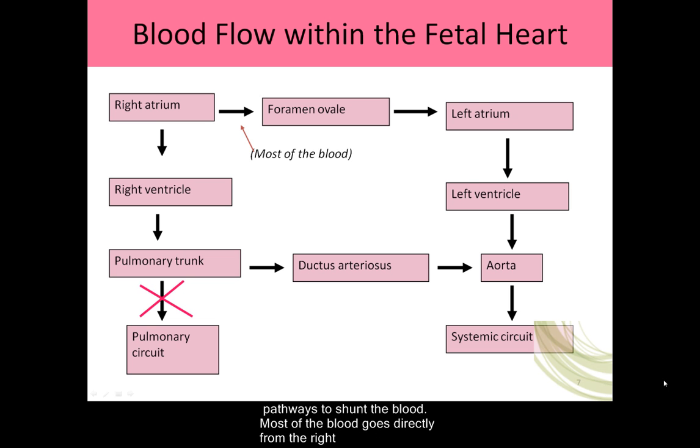As such, the blood needs to be shunted to the left side of the heart. There are two pathways to shunt the blood. Most of the blood goes directly from the right atrium to the left atrium through the foramen ovale. What little blood enters the right ventricle and exits through the pulmonary trunk is going to go from the pulmonary trunk to the aorta through a special vessel called the ductus arteriosus. Ultimately, the blood flows from the right side of the heart to the left to enter the systemic circuit.